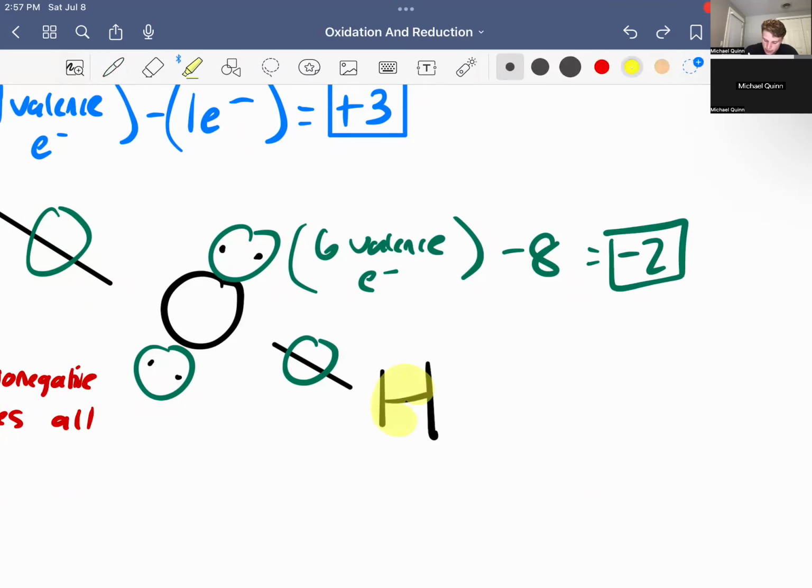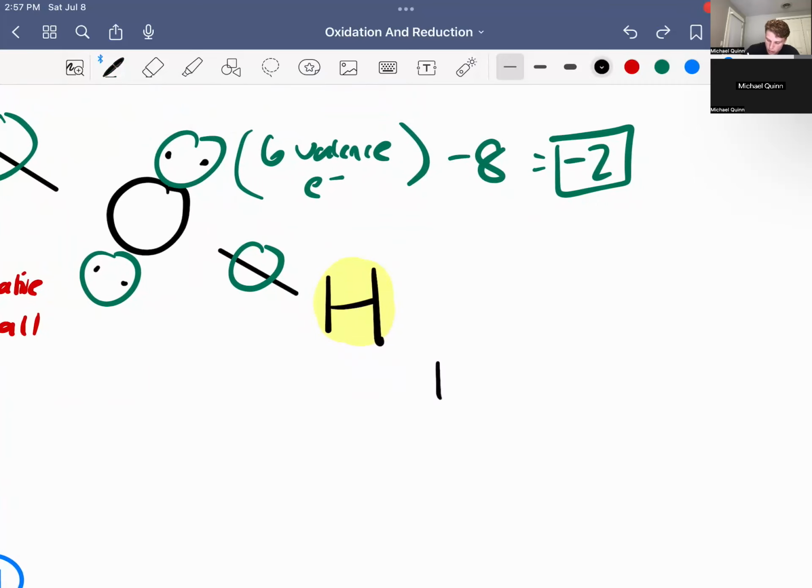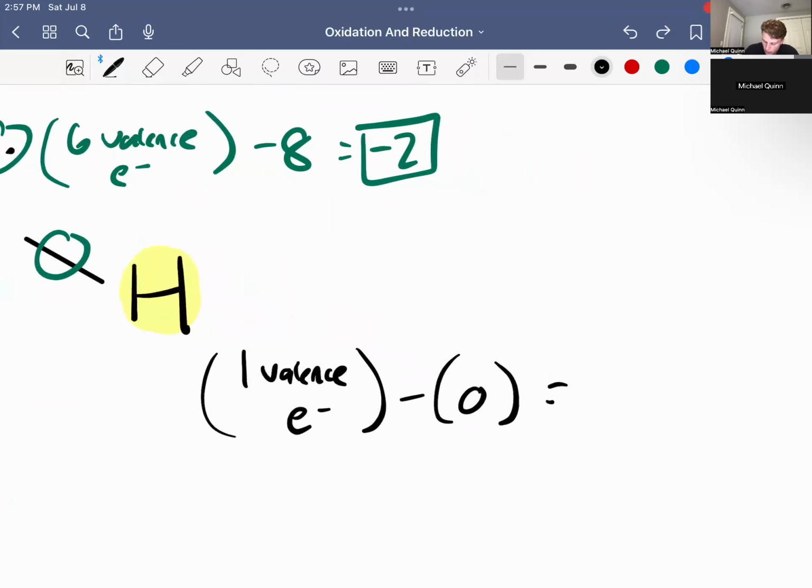And this hydrogen wants 1 valence electron, and in this molecule, it has 0. It will be +1.